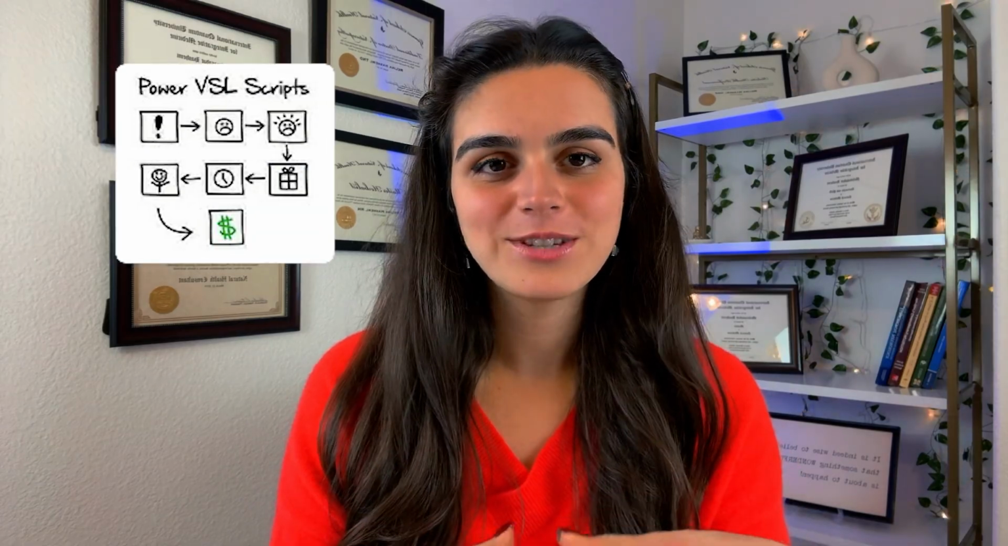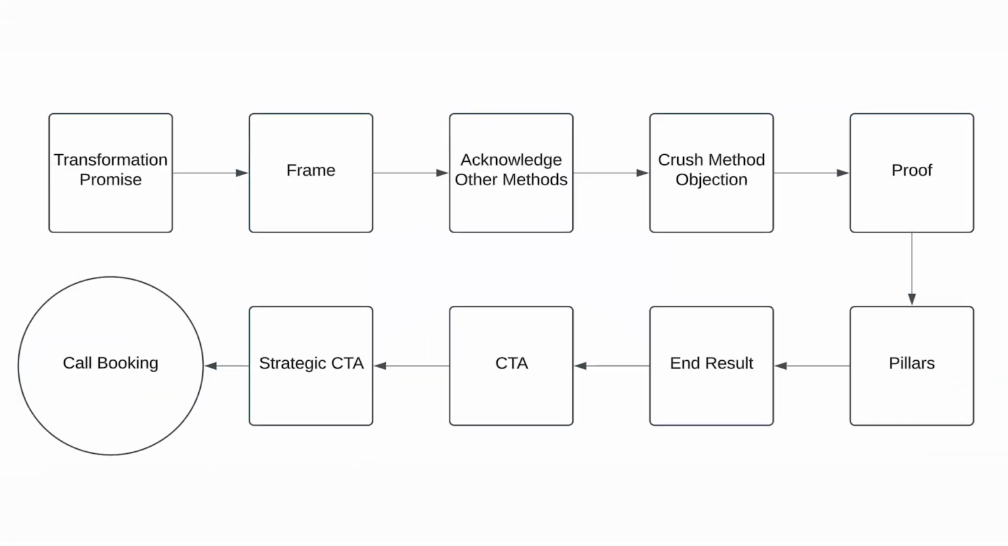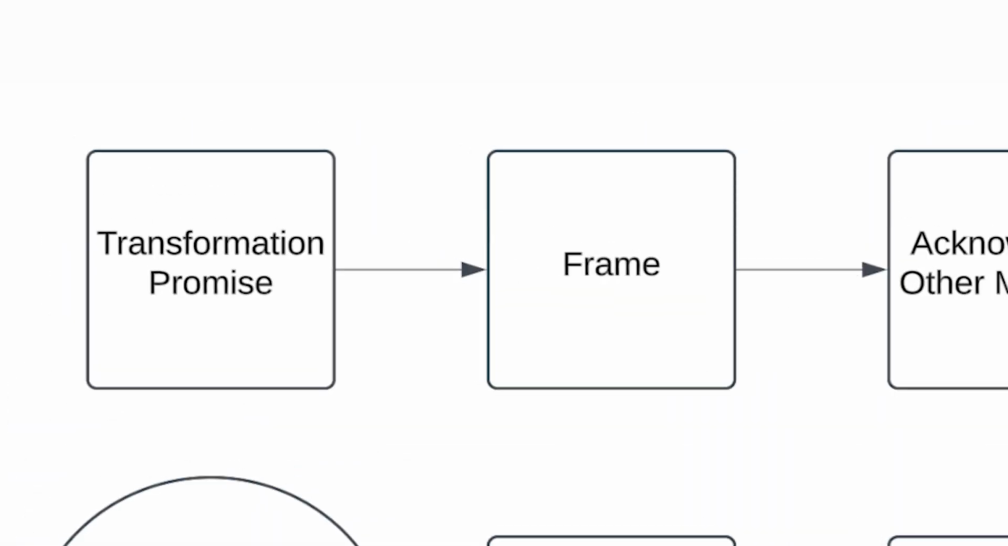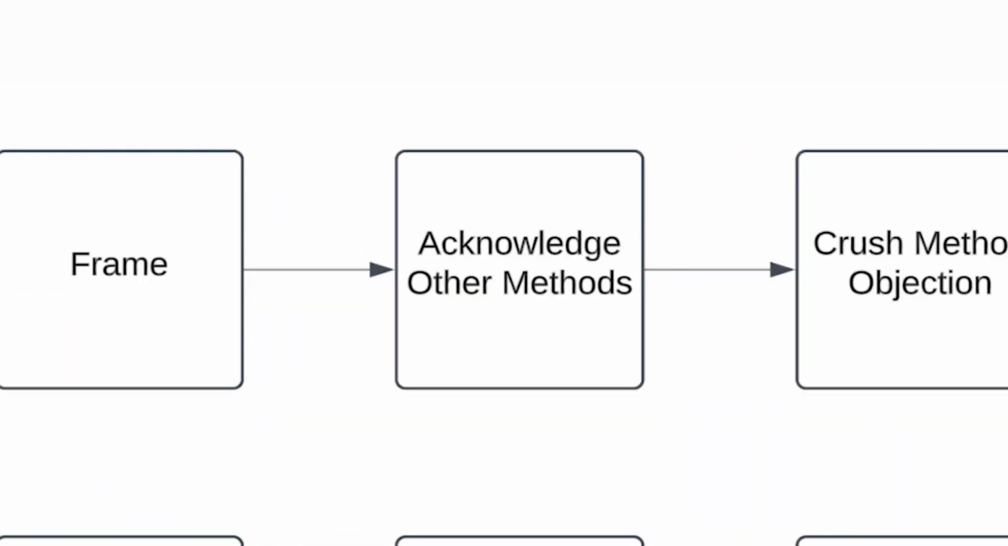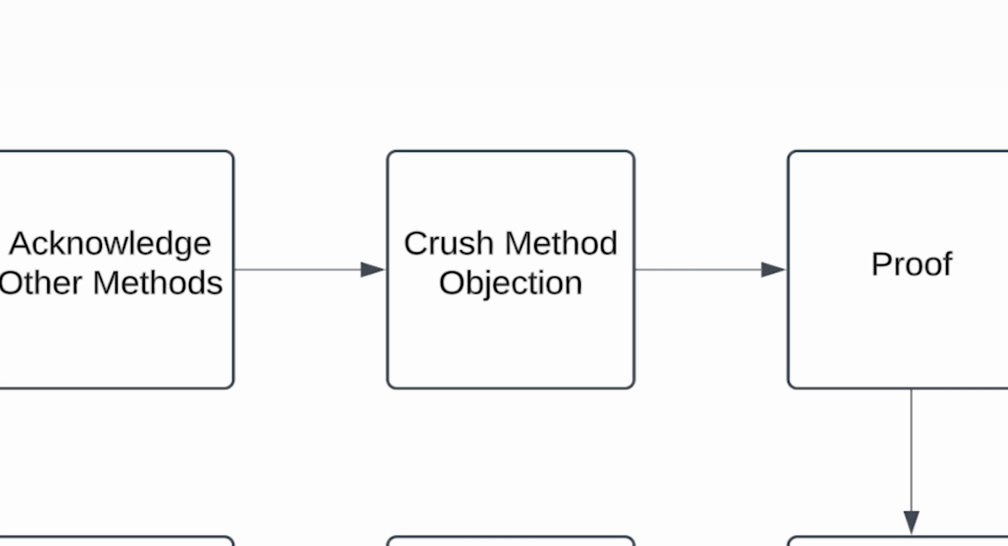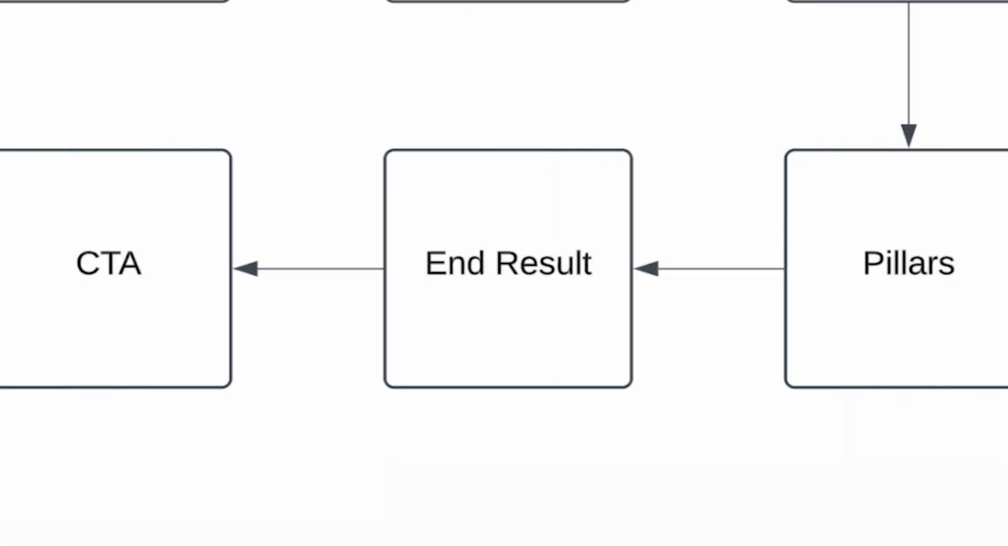For now, let's cover the formula I've created, which covers everything you need to know for writing your video sales letter. Now, I've made this chart, and this is where you basically take them from the transformation promise all the way to frame, to acknowledging other methods, to crushing method objection, to proof, pillars, and results, CTA, and call booking. Now, let's break each of them down.